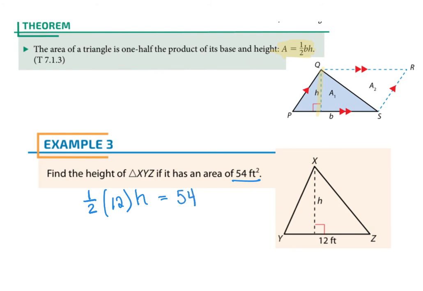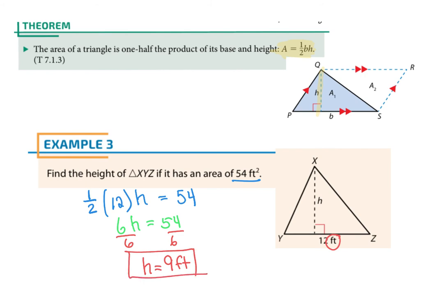So we just solve 1/2 times 12. That's 6, right? 6 times the height equals 54, what do I do to solve? Divide, right? So what is my height? 9, and specifically 9 feet. So make sure you put your units there, 9 feet. Easy enough? All right.